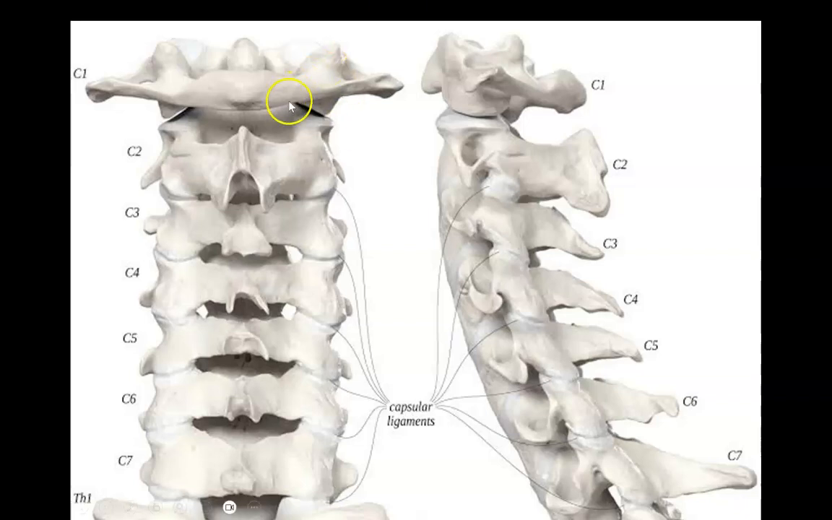Of course, it's different in C1 and C2. The joint is more horizontal between C1 and C2, allowing rotation of the atlas over the odontoid process of the axis. But from C3 to C7, you find articulation between the superior and inferior articular facets.